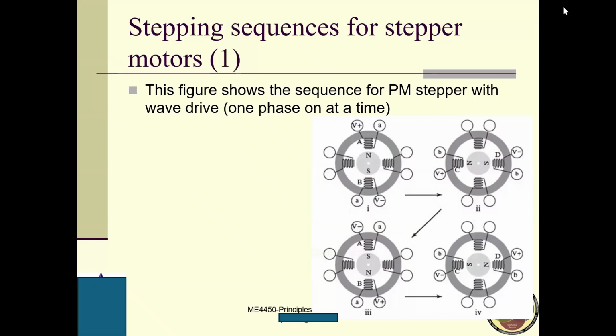Okay, here is a very beautiful name: wave drive. Write it down, wave drive. Wave drive means that we energize one phase at one time. We have several modes, and this is our first mode, wave drive. Wave drive means that if we have multiple phases, we only energize one phase at one time.